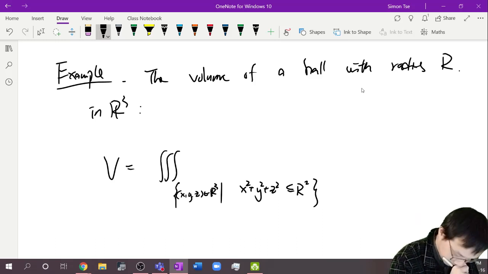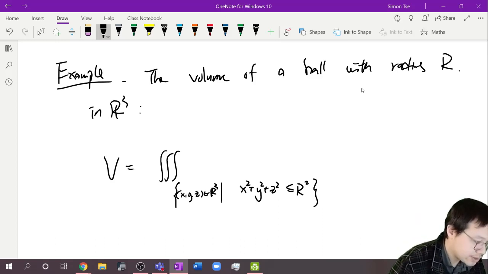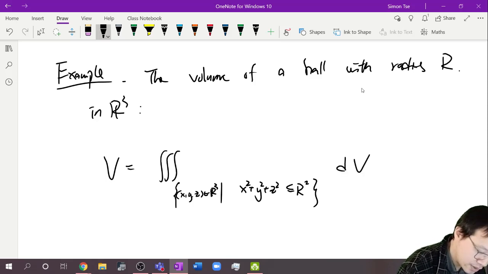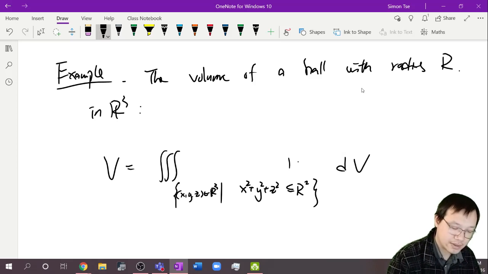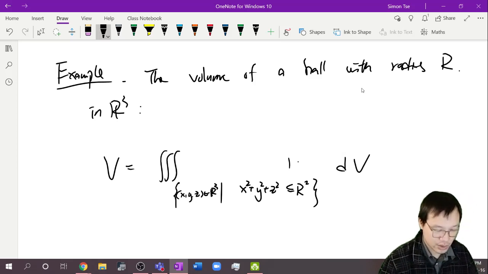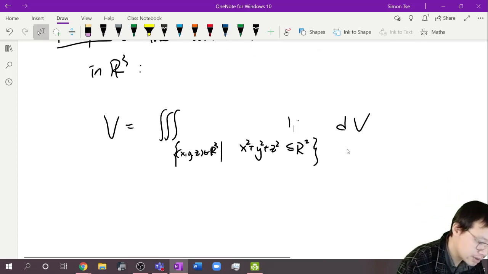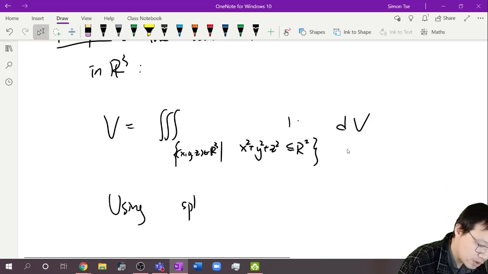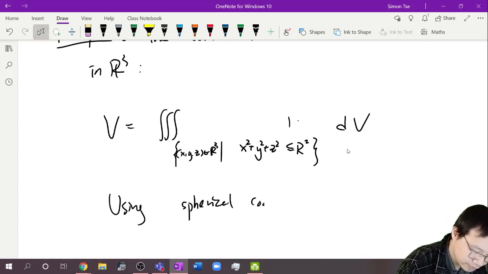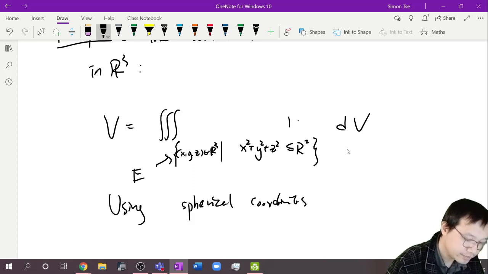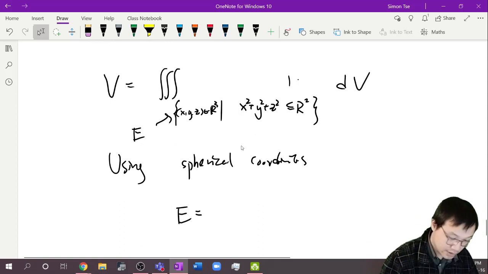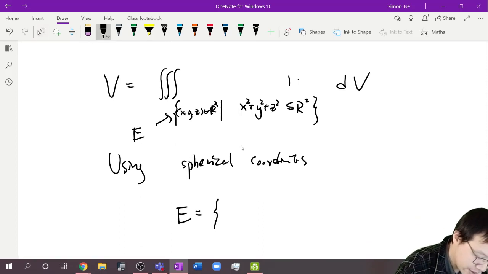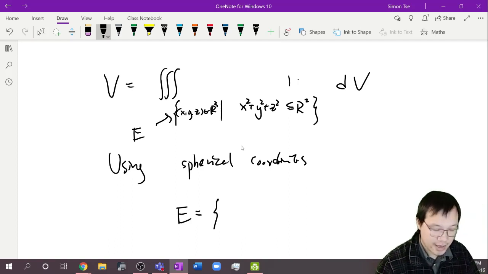Okay. So this is the region that we want to integrate, and then dV. So this is a big long thing. When you have this in Cartesian coordinates, this is not very nice. So now we're using spherical coordinates. So this guy is your E. Your E is now just the region where you have these rho, phi, and theta.